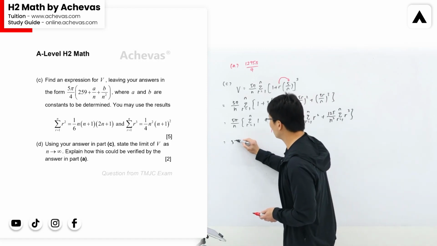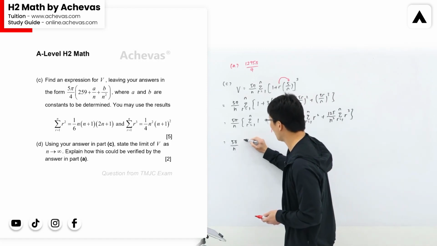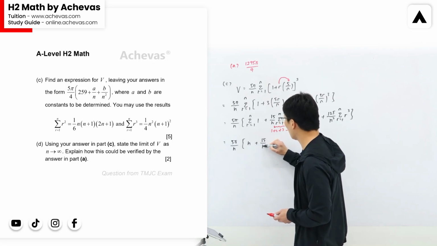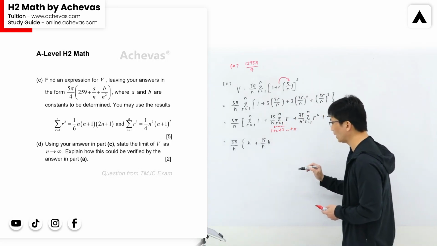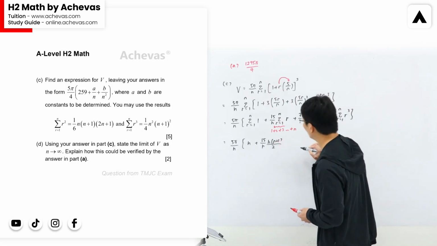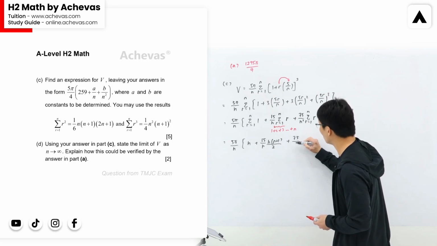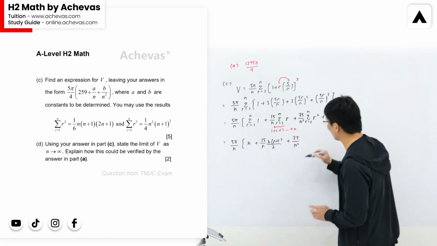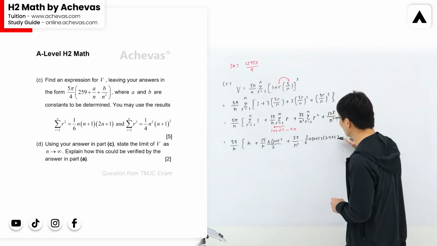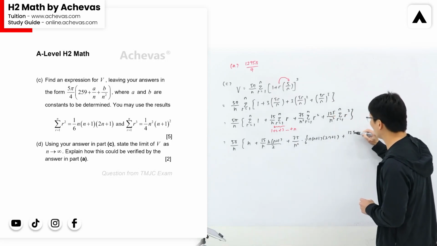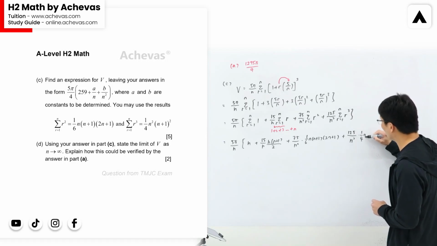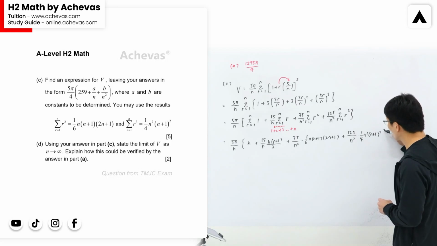So let me just write down this first, 5 pi over n. Summation of 1 is just n. This will be 15 over n. So the formula for sum to n terms of AP is n plus 1 over 2. So this one we can use the result given by the question. Summation of r squared, I'll end up with 1 over 6 n plus 1, 2n plus 1. This one, same thing, 125 over n cubed. So this will be 1/4 of n squared, n plus 1 squared.